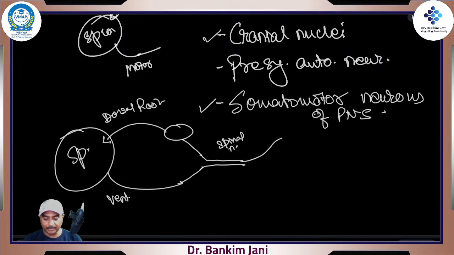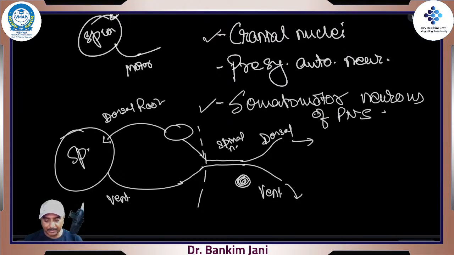This much portion is inside the vertebral column, then the spinal nerve, and then it divides into the dorsal division and the ventral division. The dorsal division will go towards the back muscles and the cutaneous supply. The ventral will go towards the anterior portion, and in between there would be sympathetic ganglia. So there would be white rami communicantes and gray rami communicantes, and all these sympathetic ganglia are interconnected with each other.